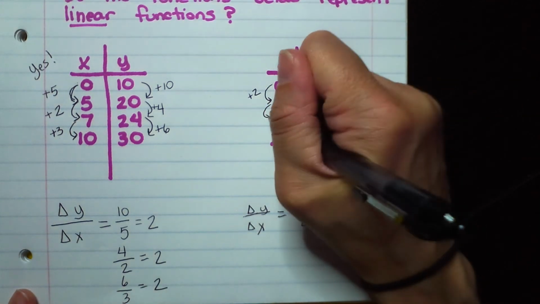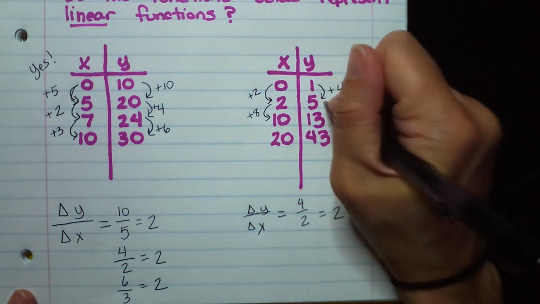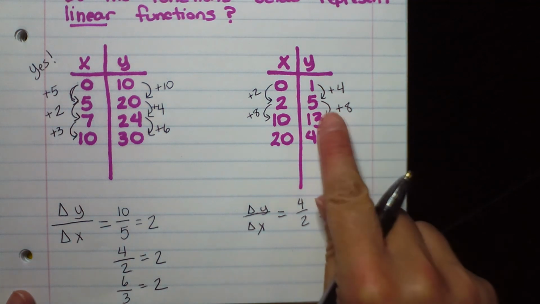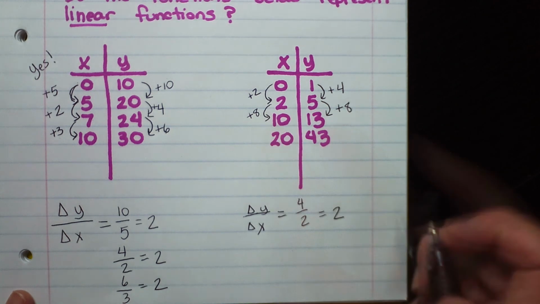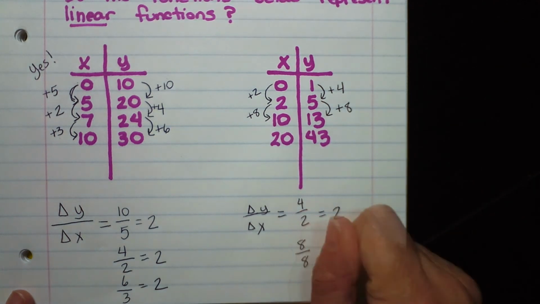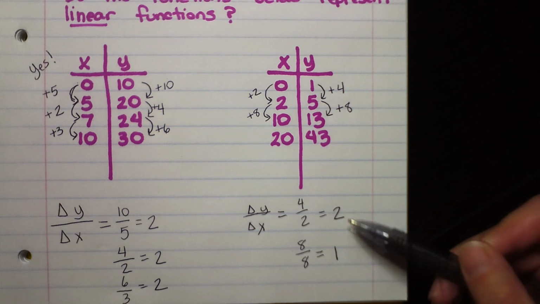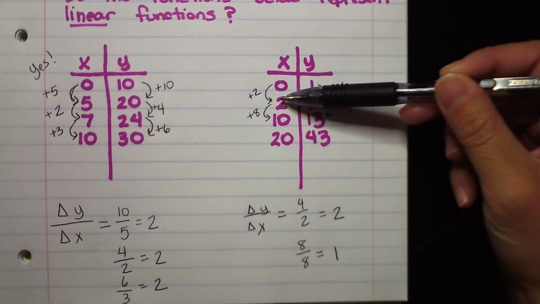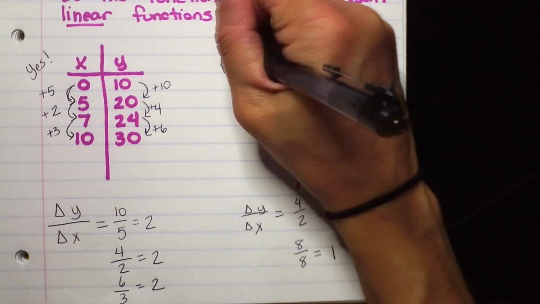And so I'm going to do that again. I'm going to go from the 2 to the 10, and 10 minus 2 is 8, so that's an increase of 8. And 5 to 13 is also an increase of 8, because 13 minus 5 is 8. And so my change in y is 8 divided by 8. 8 divided by 8 is actually equal to 1. So I can stop right now because those are not constant. There's a rate of change of 2 from this point to this point, but a rate of change of 1 from this point to this point. That is not a linear function. So I'll say no, this is not linear.